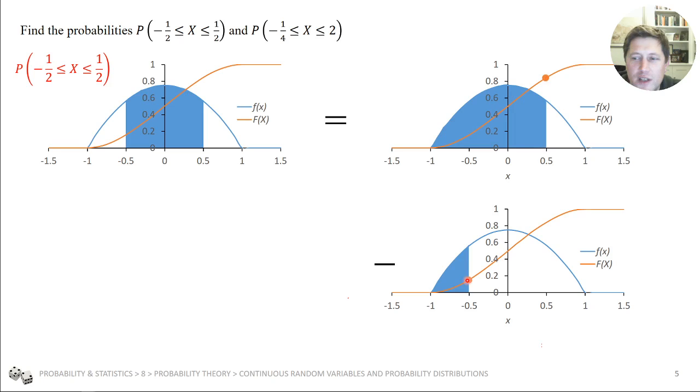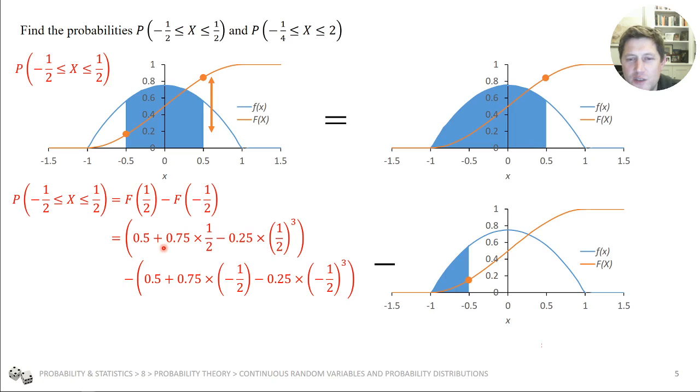And so we can see those here, that the shaded area, the probability that our outcome is between minus a half and a half, is going to be the difference between the cumulative distribution function here and the cumulative distribution function here. And so that area is equal to the difference between those two values. So we can work that out now. We put in our values, half and minus a half, plug those into the expression we found for the cumulative distribution function, and that comes out at a probability of 0.6875.